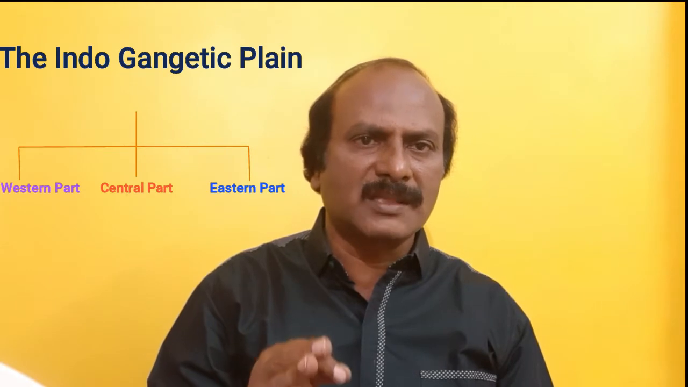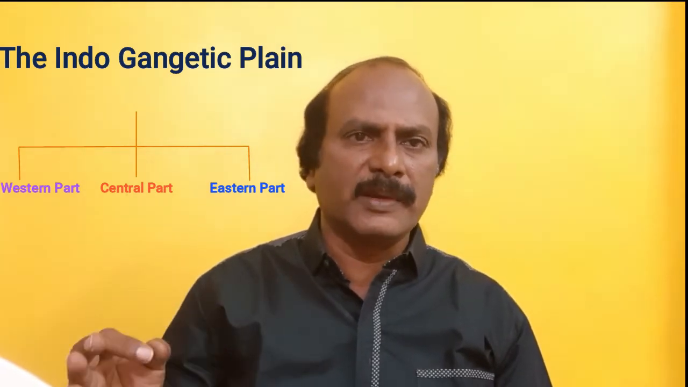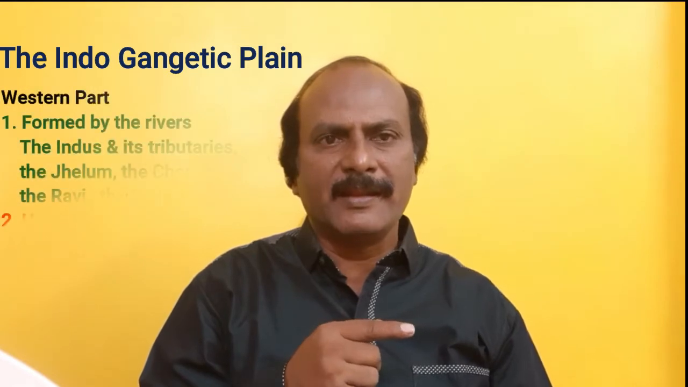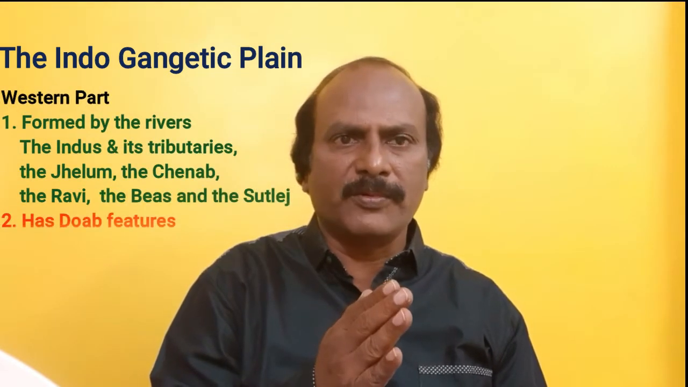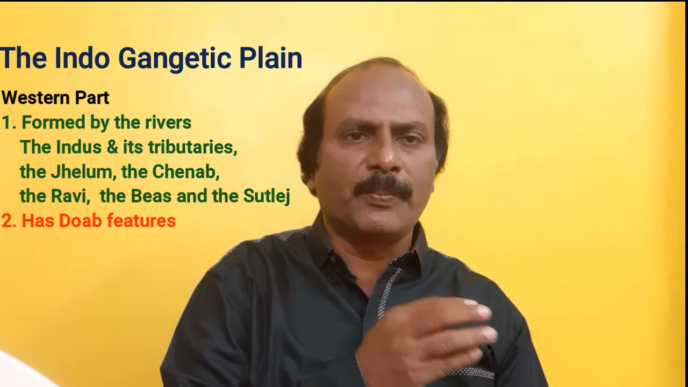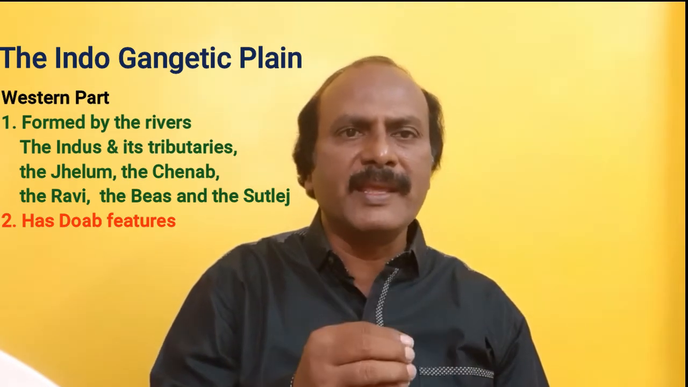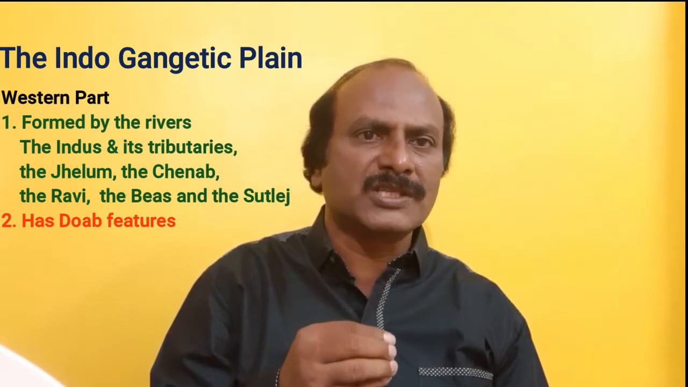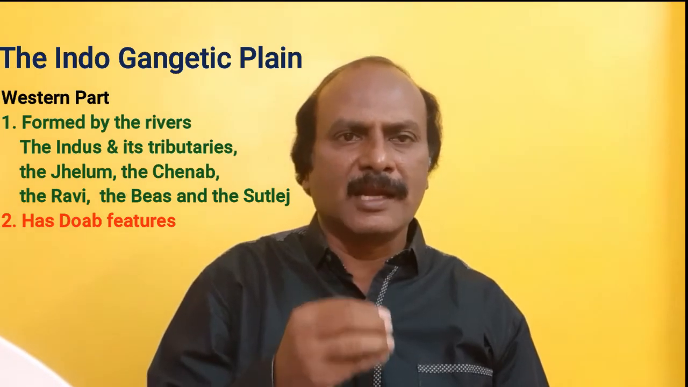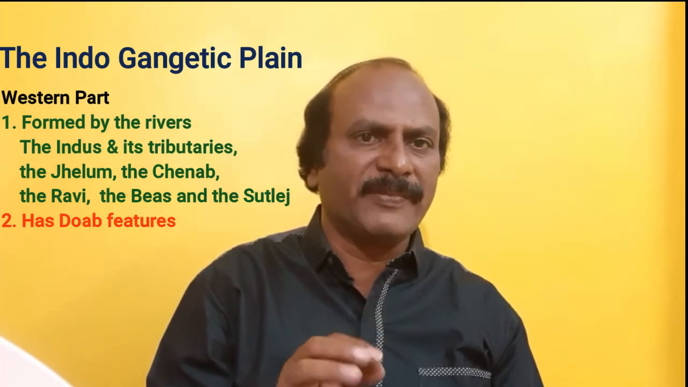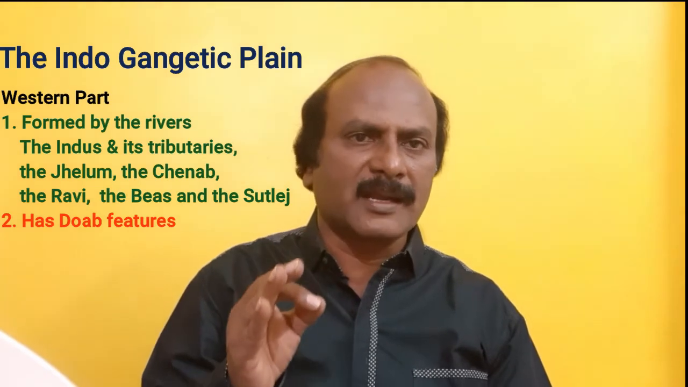Similarly, the Indo-Gangetic Plains are divided into three parts: one is the western part, another is the central part, and the other is the eastern part. In the western part, the Indus River flows from the west side of the Indian country. A lot of the water goes to Pakistan and a very meager part of the Indus River flows in the Indian country, and that too two states are getting benefited. They are Punjab and a part of Haryana.